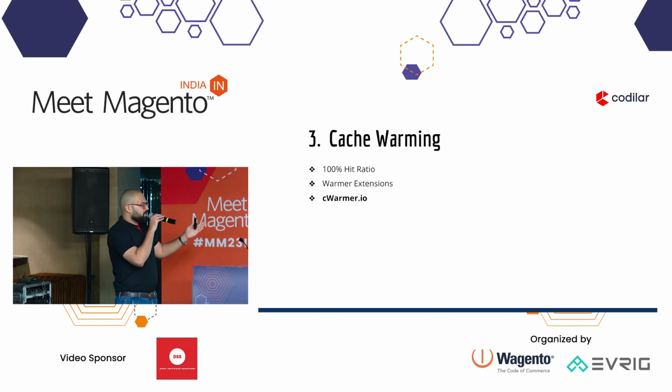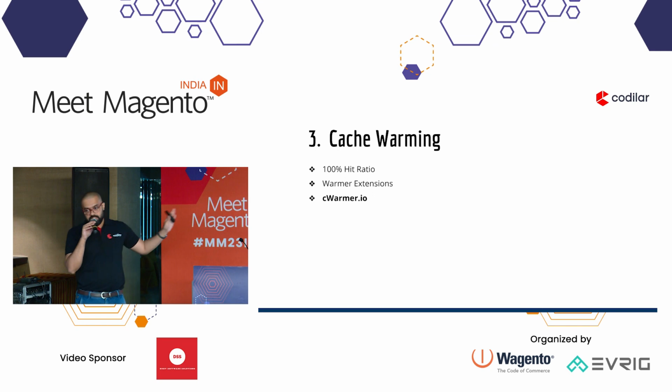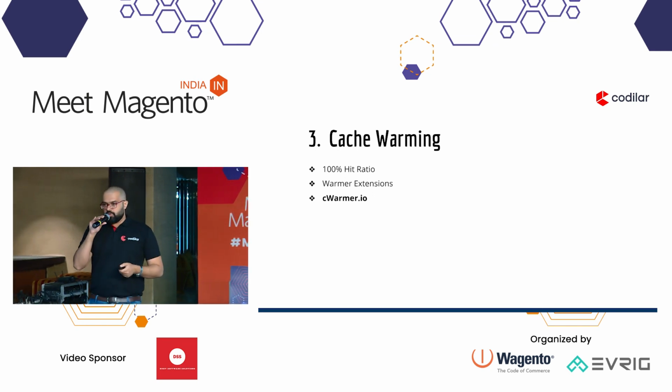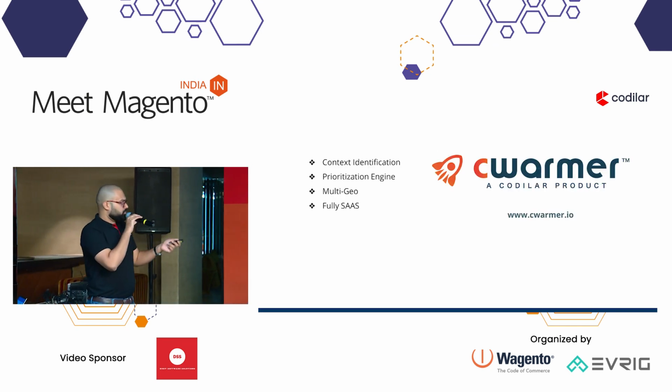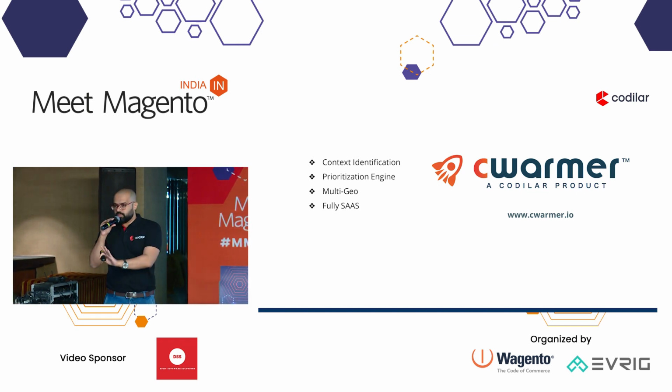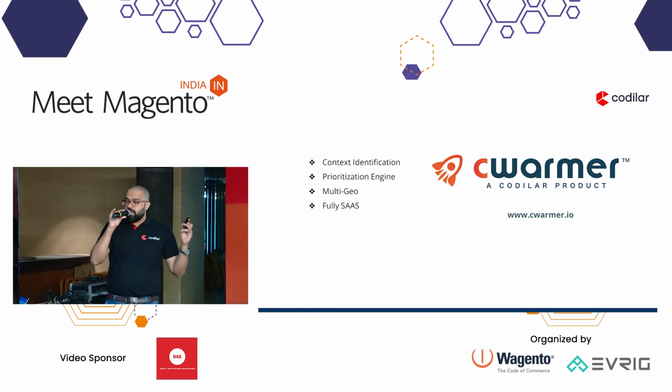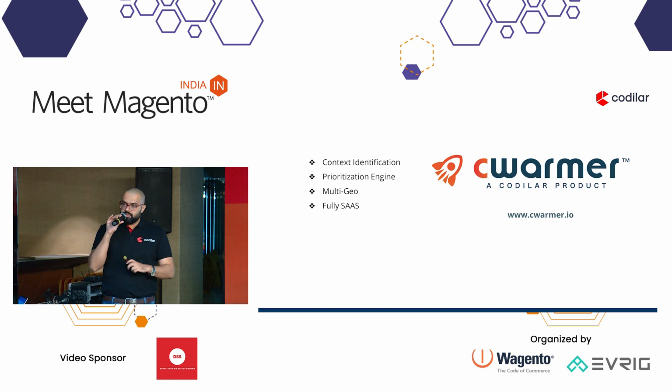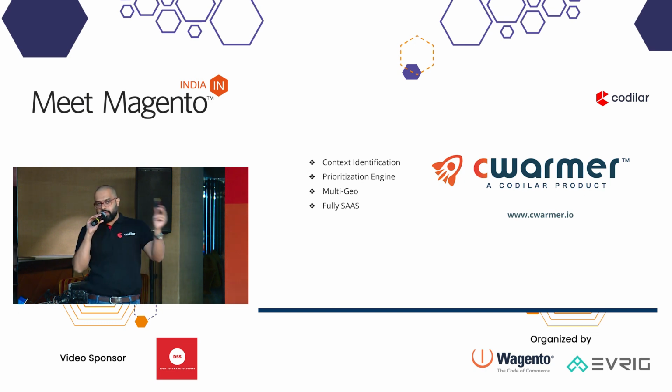Basically go towards that. And there are a lot of extensions for this. And there is something called cwarmer.io, which we are building at Codelar. It's in beta stage right now. It's a fully SaaS-based solution. It sits outside your Magento. Again, very minimal effort to integrate. What it does is it can understand which page is in cache right now and which is not. Whenever any page goes out of cache, it goes and hits. Since it sits outside Magento, it can generate the hits from multiple geographies. So if you want to warm different nodes within your Fastly network, you can do that.